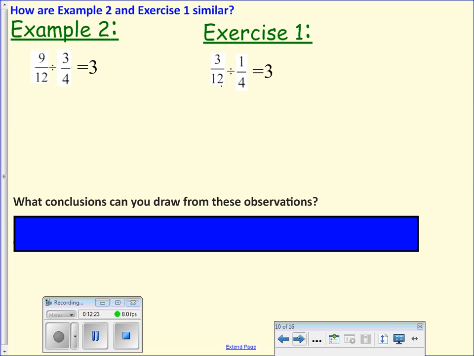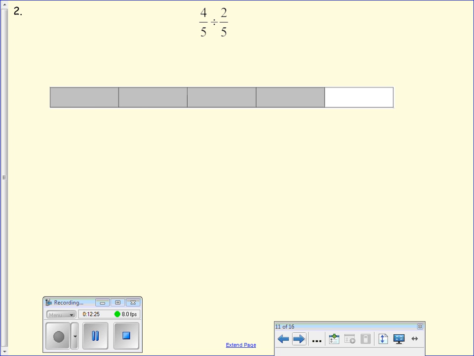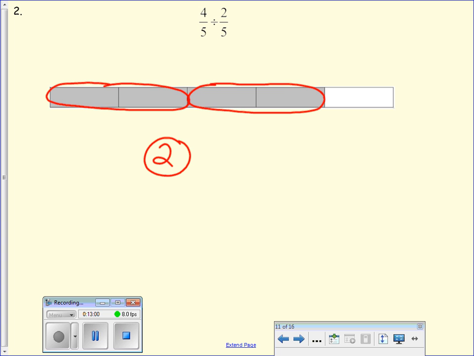All right. Look at number 2. Next page. You skipped over the next part. Number 2. Alright, so draw your 4/5. 4/5 divided by 2. So we have 4/5. We need groups of 2/5. 1, 2. Is everything shaded included in a group? So our answer is 2.